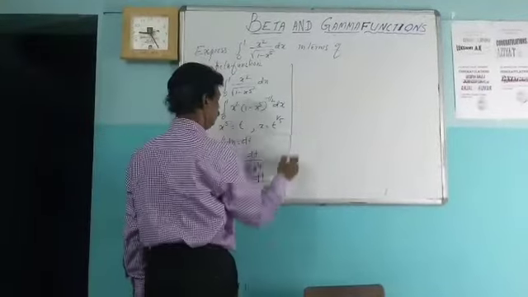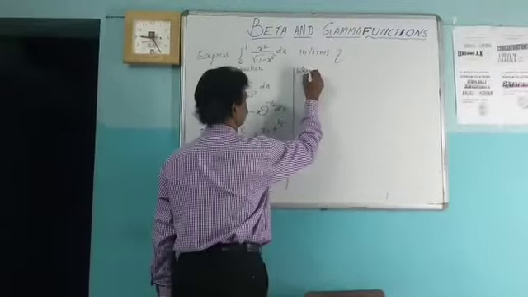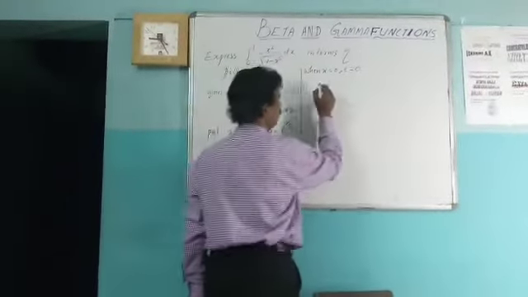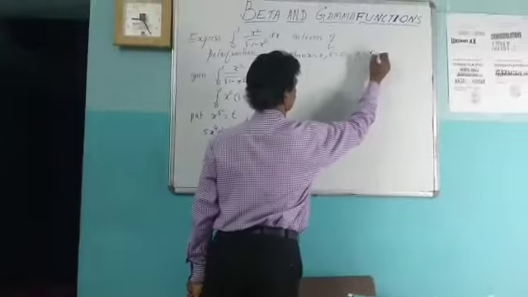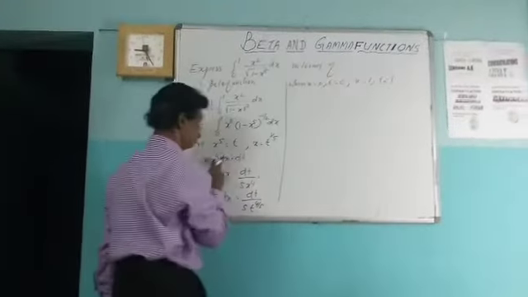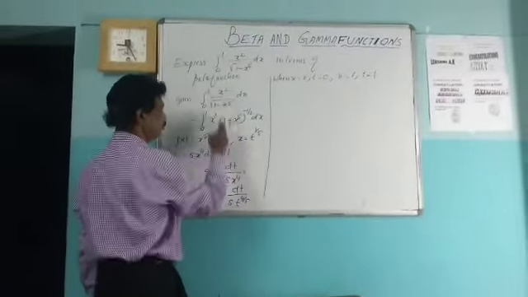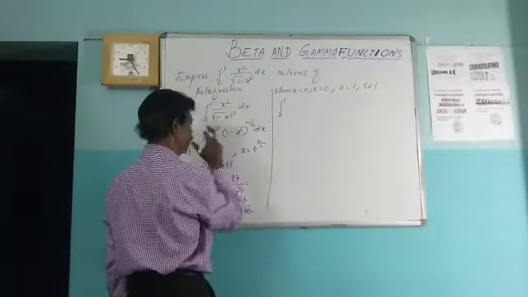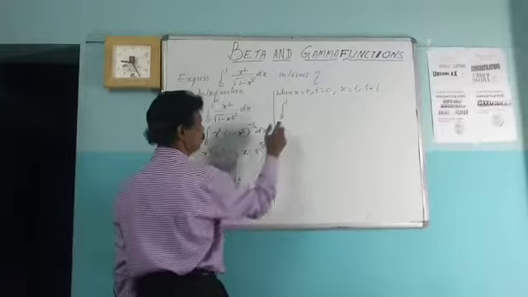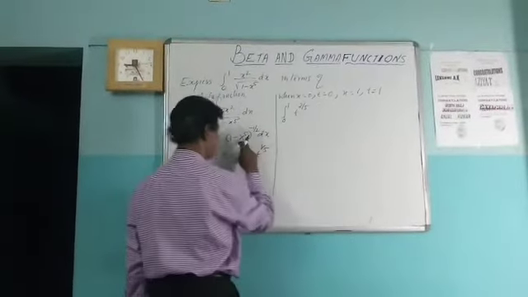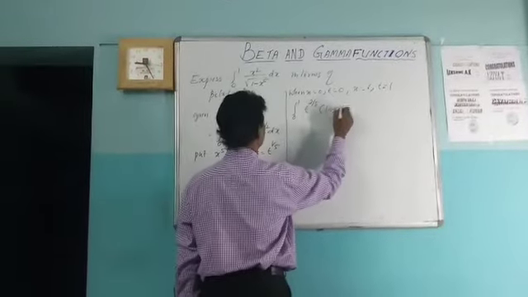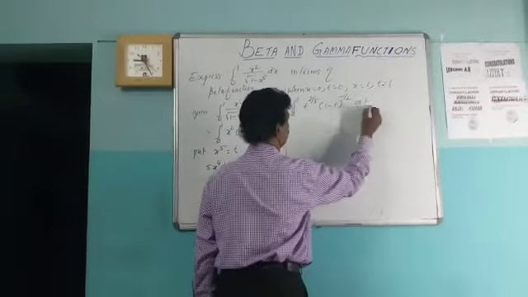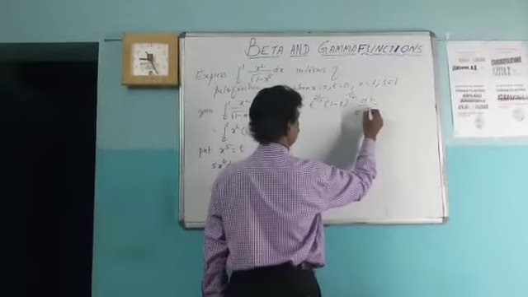Then also change the limit. When x equal to 0, then t is also equal to 0. And when x is equal to 1, then t is also equal to 1. Substitute this value in this equation, that is integral 0 to 1 x squared, x means t raised to 1 by 5, so t raised to 2 by 5, (1 - t) all raised to minus 1 by 2, and dx means dt divided by 5 t raised to 4 by 5.